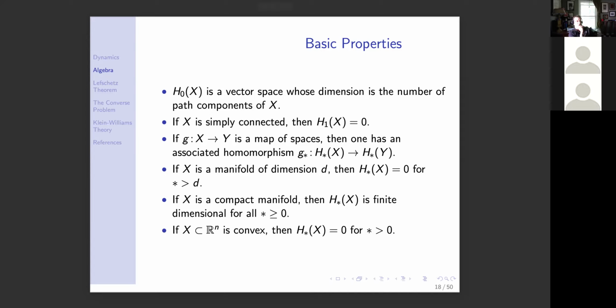Oh, here's one more, which is going to be useful. If X is a convex subset of Rn, then the homology vanishes in positive degrees. That's also not so difficult to check. It requires a little bit of work. Well, more generally, if X is contractible, which both of you should know what that means because you're topologists, it's going to have the same property. Okay, so these are the basic properties of homology I wanted to list.